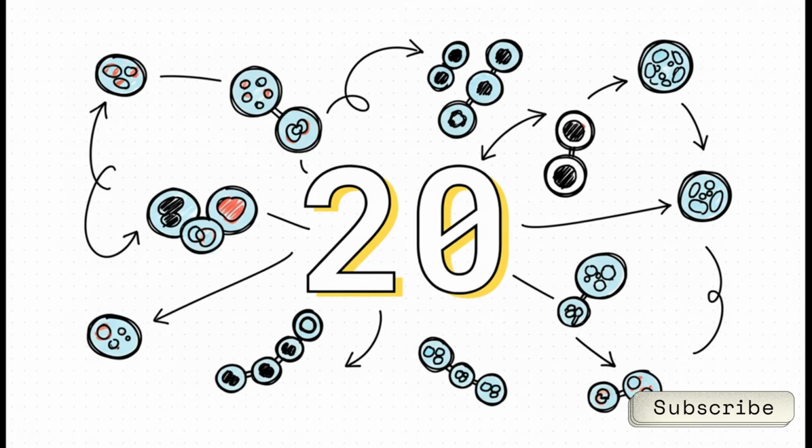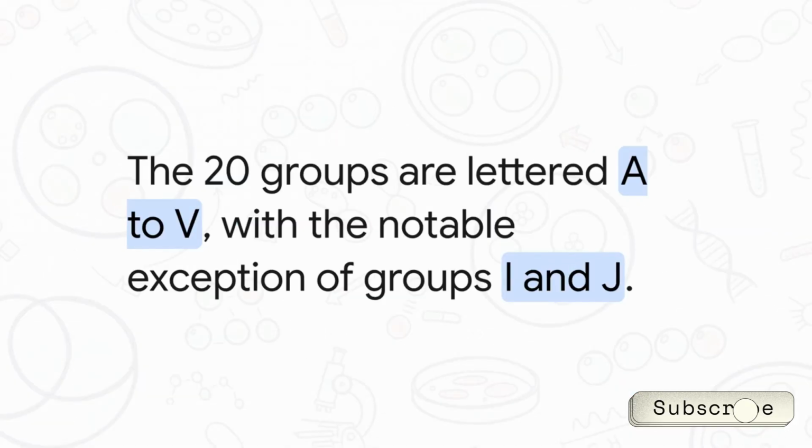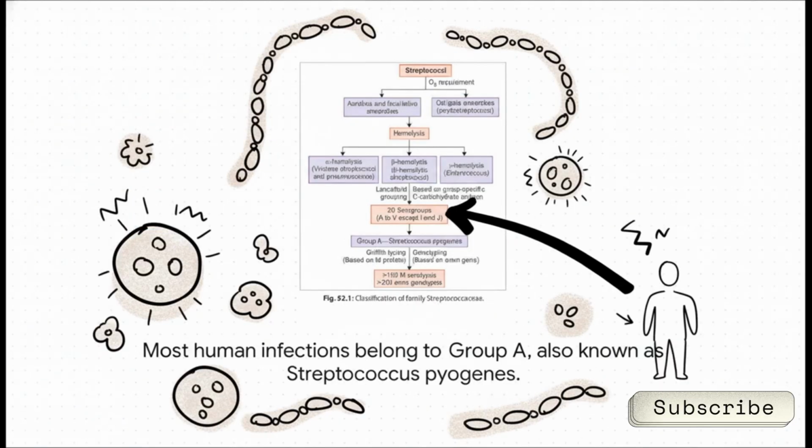So, using this system, Lancefield was able to split all the beta hemolytic strep into 20 different serological groups. And these groups are identified by letters, from A all the way to V. But, and listen up, because this is a classic trick question on exams, they skip the letters I and J. So no group I, no group J. Don't get caught on that one. Now, out of all those 20-some groups, here's the one you really need to focus on. Group A. Why? Because the vast majority of human strep infections are caused by group A Streptococcus, better known to all of us as Streptococcus pyogenes.